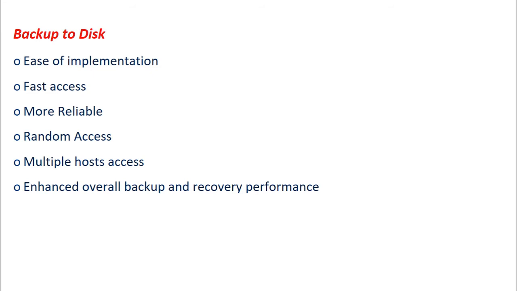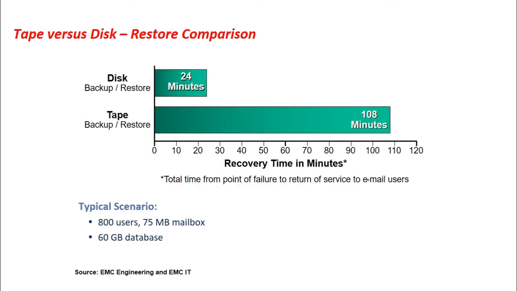Now let us have a brief comparison of disk versus tape drive, as we can see in this diagram. To back up 60 GB of database and 75 MB mailboxes of 800 users, backup to disk takes only 24 minutes, whereas backup to tape takes around 108 minutes. So you can see backup to disk is considerably faster when compared to backup to the tape drives.